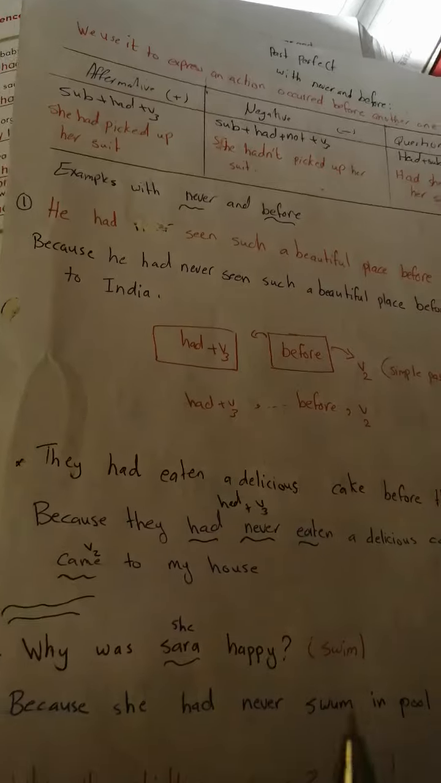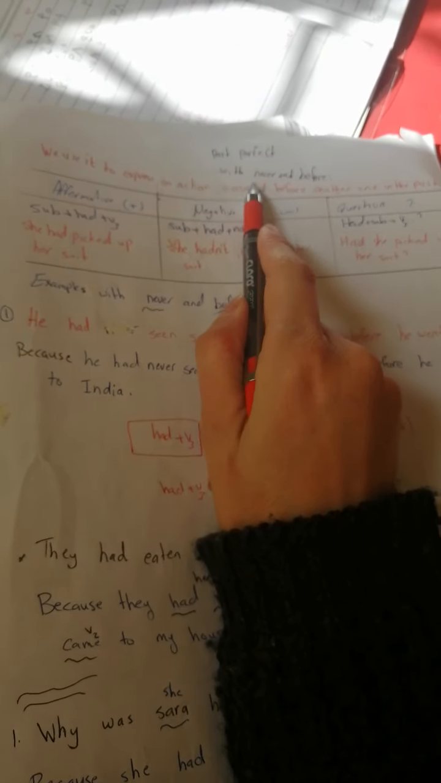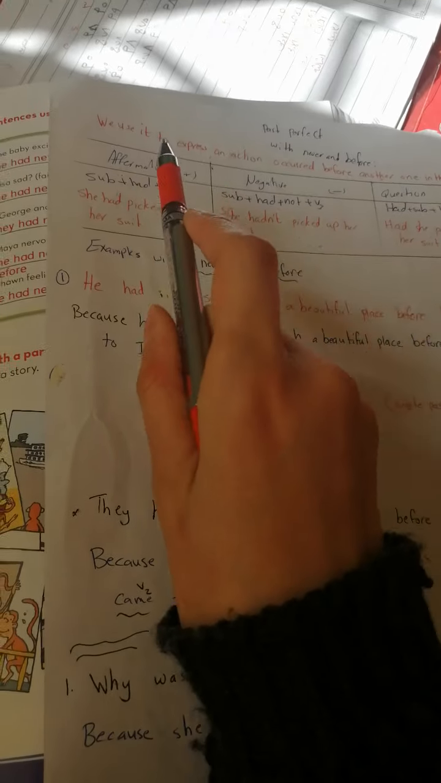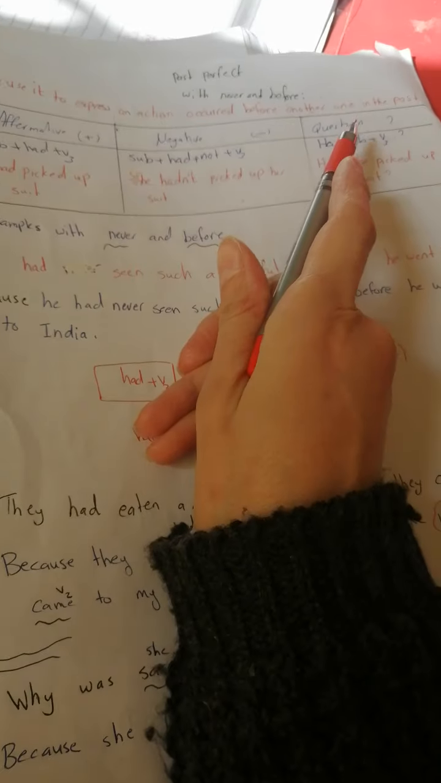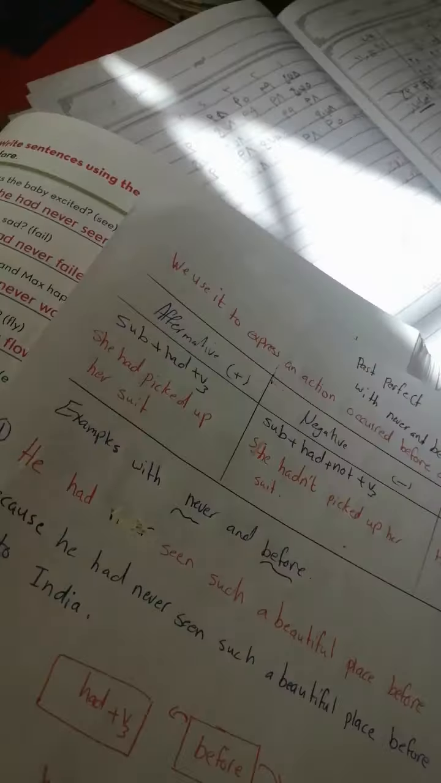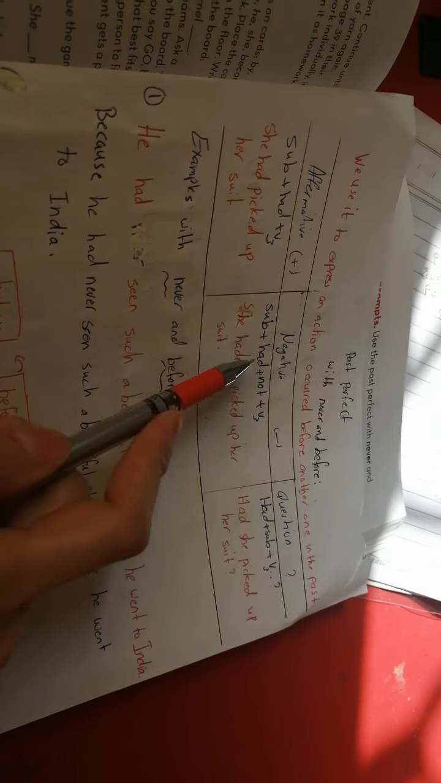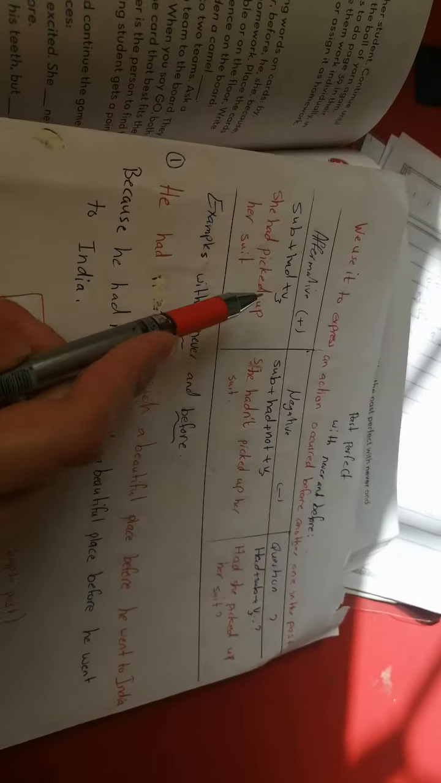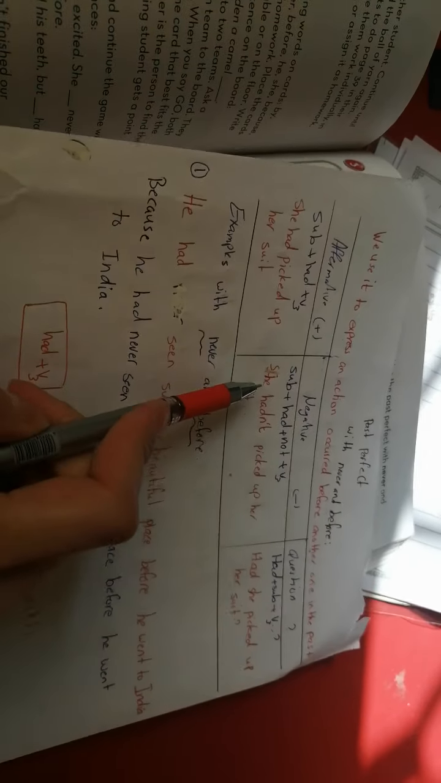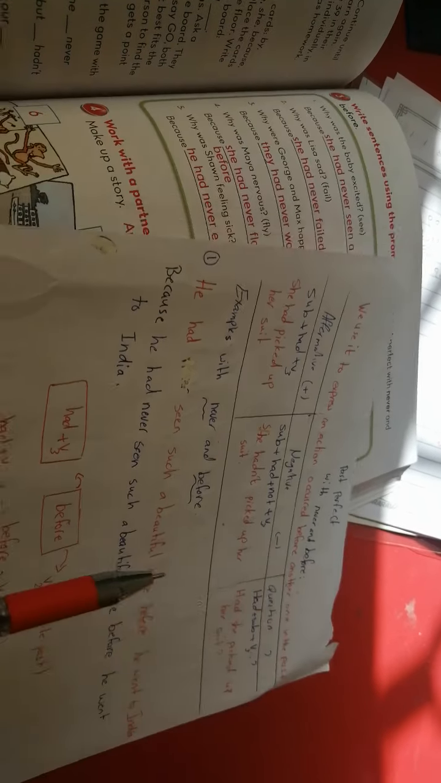Here, in a summarized way, we want to use past perfect with never and before. Again, past perfect expresses actions occurred before another action in the past. الrules هي: subject plus had plus verb 3; negative: subject hadn't plus verb 3; question: had plus subject plus verb 3. She had picked up her suit. In the negative: she hadn't picked up her suit. In the questions: had she picked up her suit?